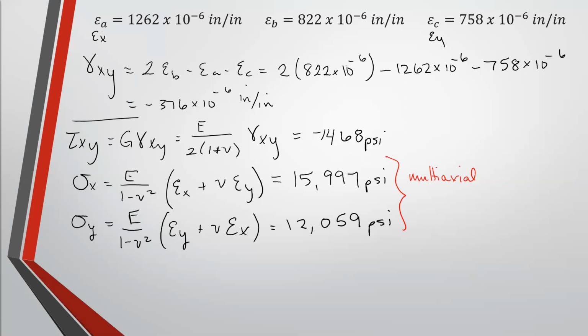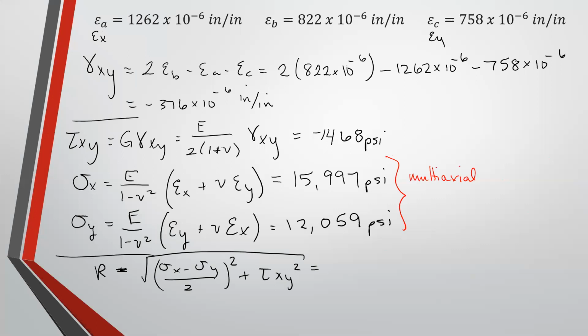The next step is calculating our radius, our R value, and our principal stresses. So R is given as the square root of sigma x minus sigma y over 2 quantity squared plus tau xy quantity squared. This is 2456 psi.